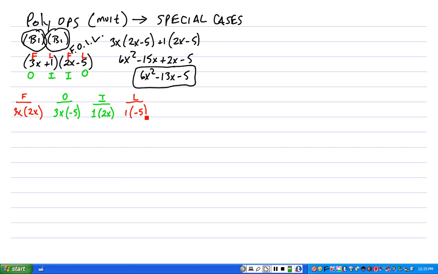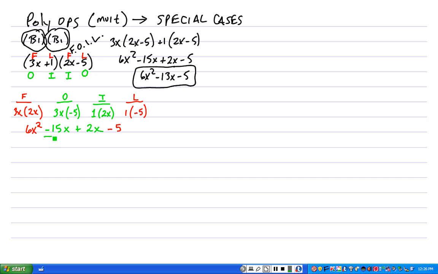Alright, so when we multiply 3x times 2x, that gives me 6x squared. When we multiply 3x times a negative 5, it's a minus 15x. 1 times 2x is a positive 2x, and then 1 times negative 5 is just a negative 5.